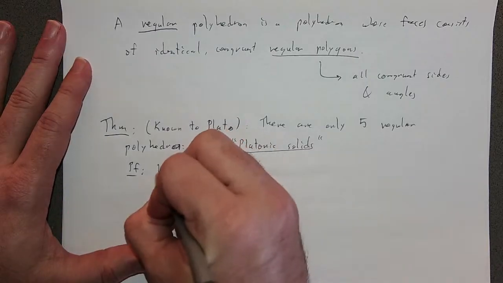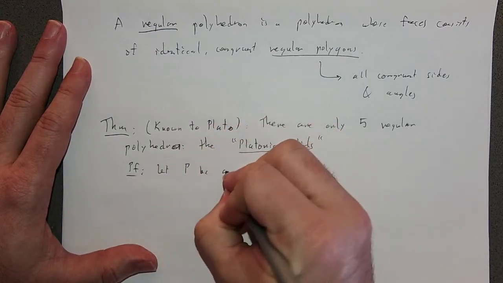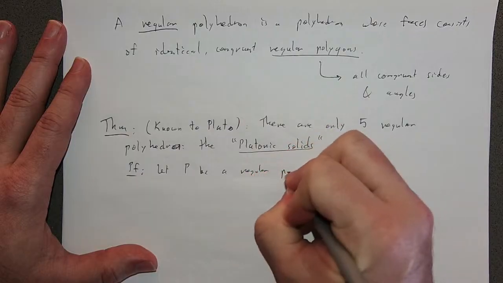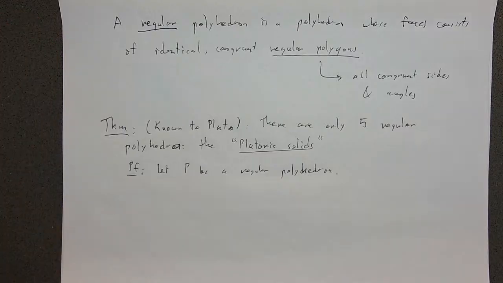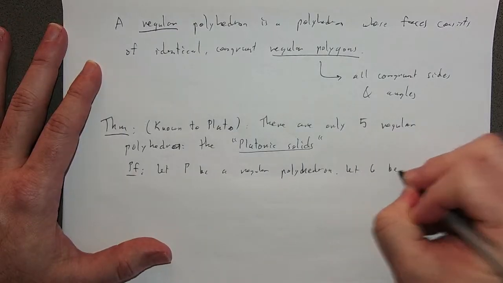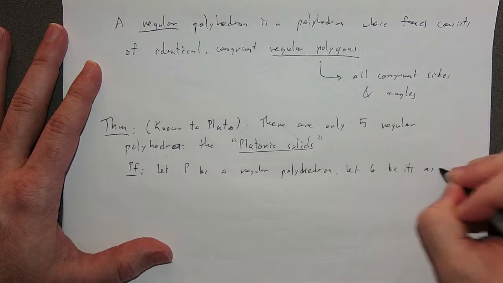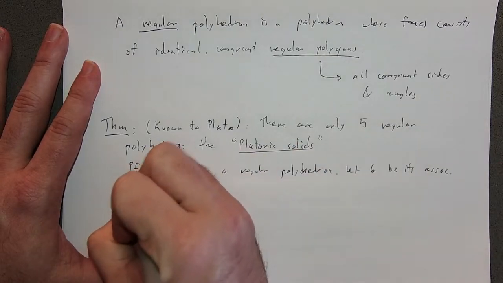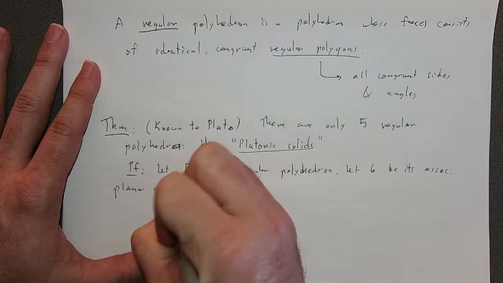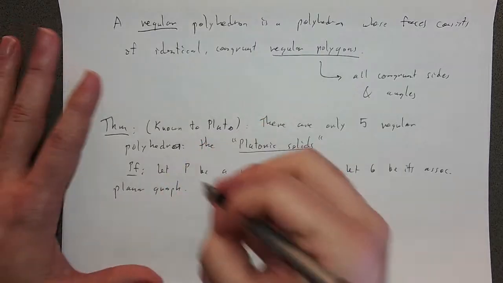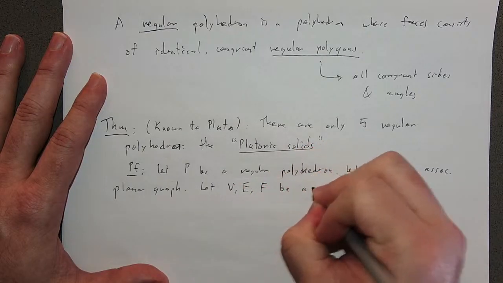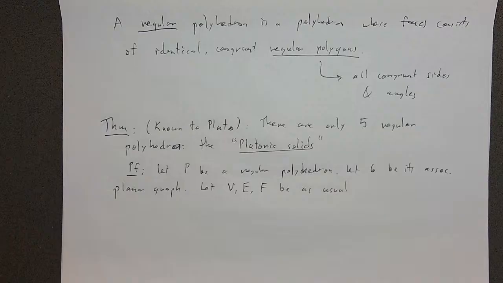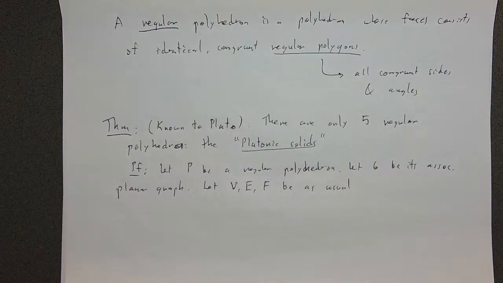So let P be a regular polyhedron. Let G be its associated planar graph. It's guaranteed to be planar. Let V, E, F be as usual. The vertices, edges, and faces. The faces are the regions of P, or the regions of its associated planar graph.